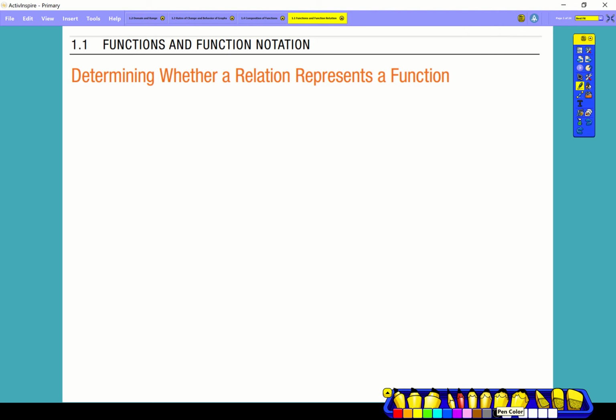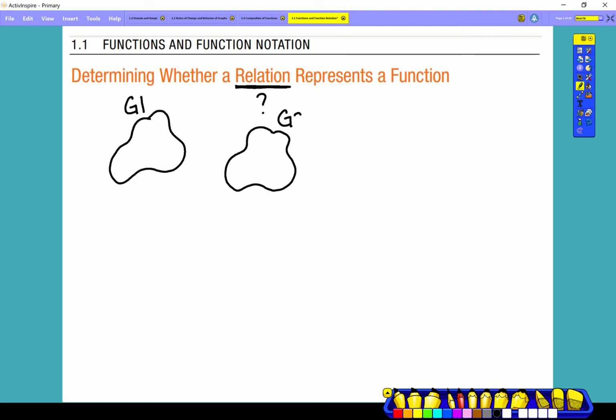So, determining whether a relation represents a function. What's a relation? Suppose you have this group of things, and then you have this group of things. A relation would be something that connects these two groups of things. Just any type of assignment. It doesn't have to be a formula, it can be a list.